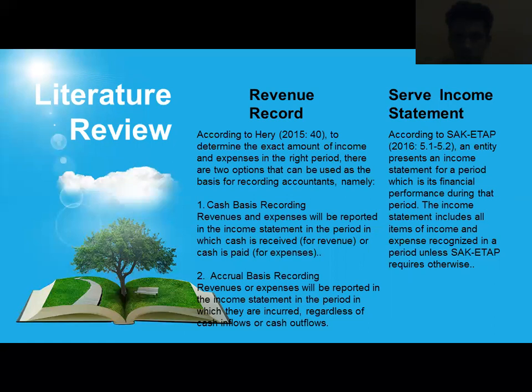Next is the presented income statement. According to SAK ETAP 2006, page 5.1 until 5.2, an entity presents an income statement for a period with its financial performance during that period. The income statement includes all items of income and expense recognized in a period unless SAK ETAP requires otherwise.